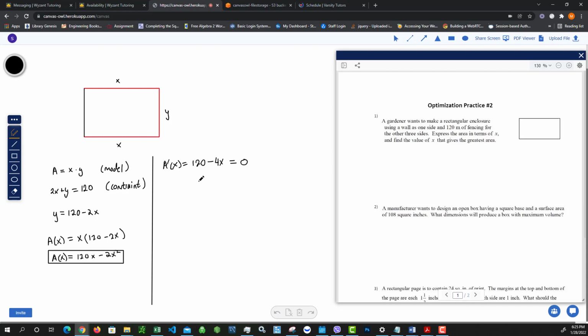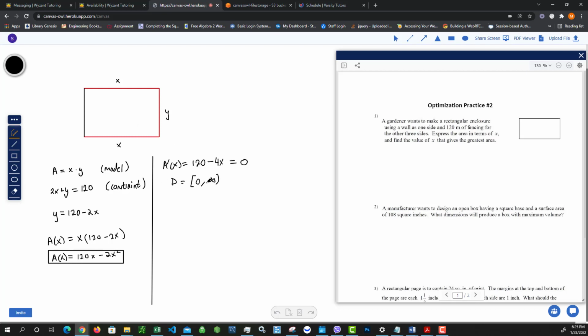So the first thing we want to notice is that our domain has to be 0 or greater. The reason is because we can't have negative dimensions, right? So we're going to say our domain here is 0 included to positive infinity.